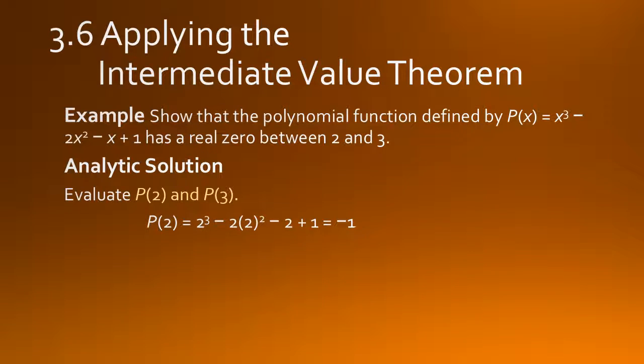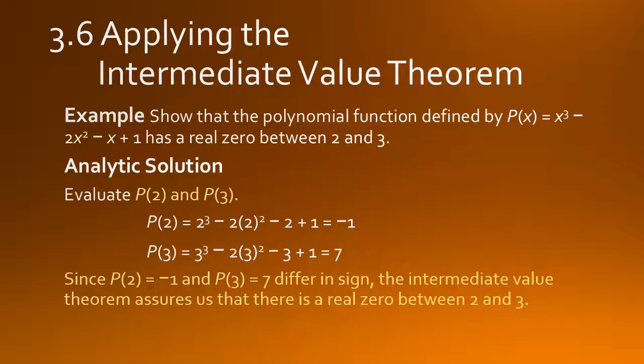Okay, when you put in 2, you get -1 for your y value. And when you put 3 into the expression, you get 7 for a y value. Since the sign changed from negative to positive, somewhere between 2 and 3, the graph must have crossed the x-axis. And so there is a real zero somewhere between 2 and 3.